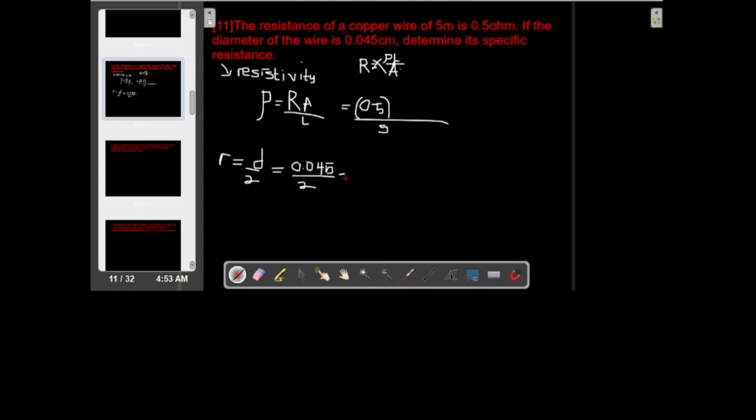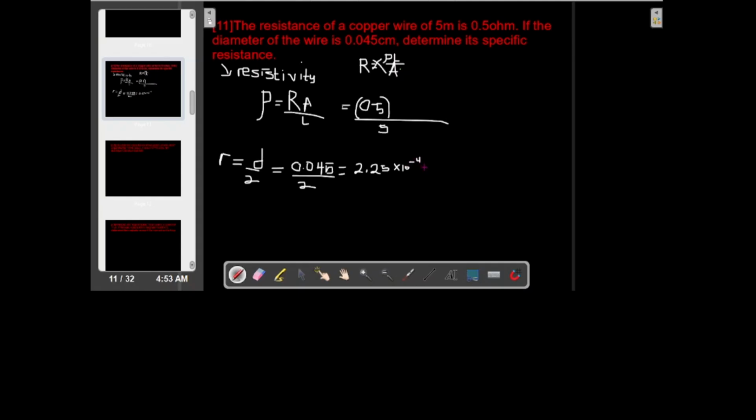Now, after getting this 0.0225, what should we do next? The next thing to do is to divide by 100 to convert it to meters. Of course, I'm just going to do that directly. If I do that directly, I'm going to get 2.25 times 10 raised to power minus 4 to be my radius. 2.25 times 10 raised to power minus 4.